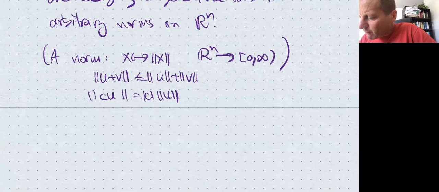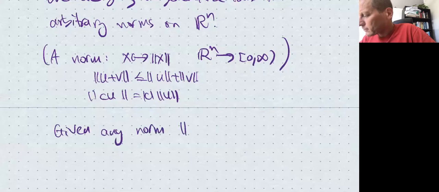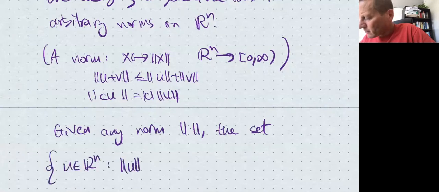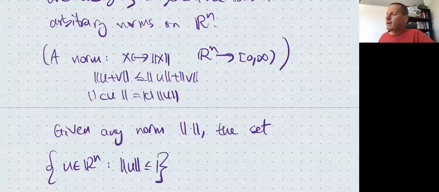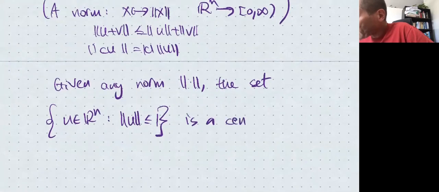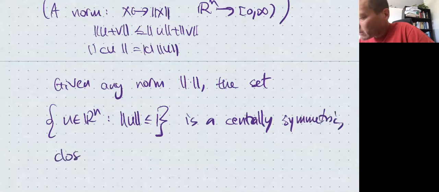So given any norm, the sub-level set defined by the norm is essentially a symmetric, closed convex body.